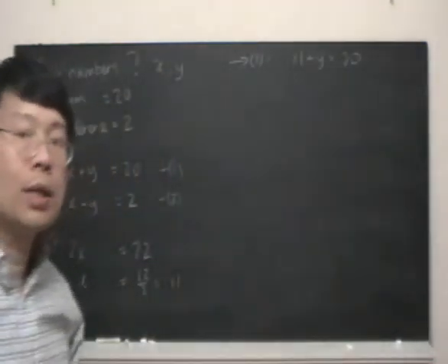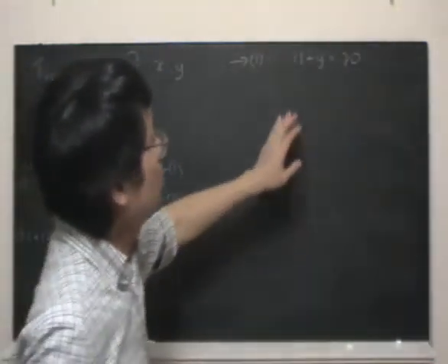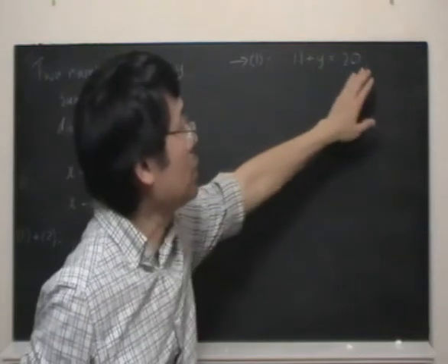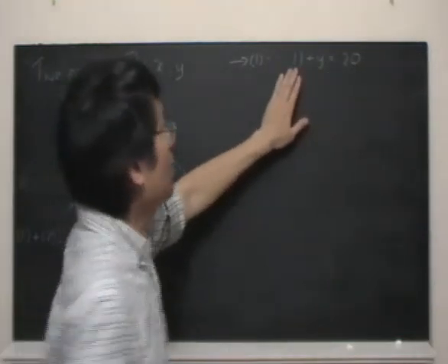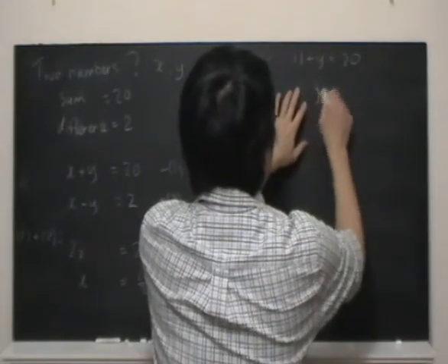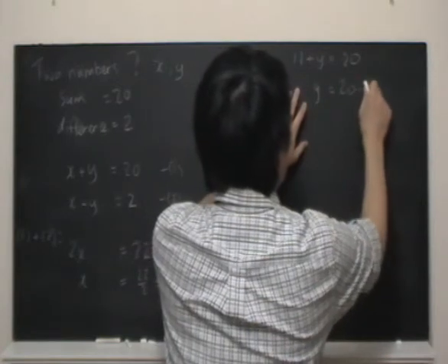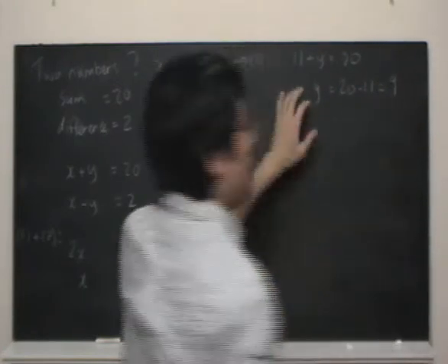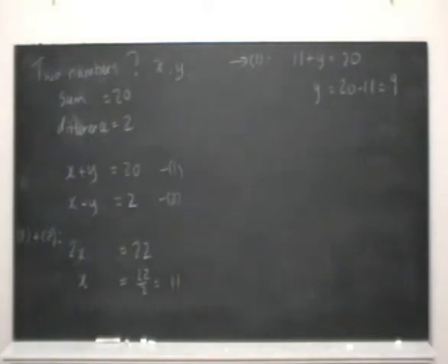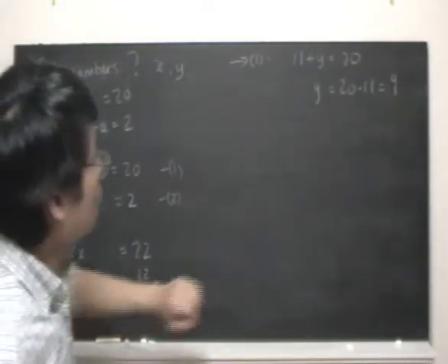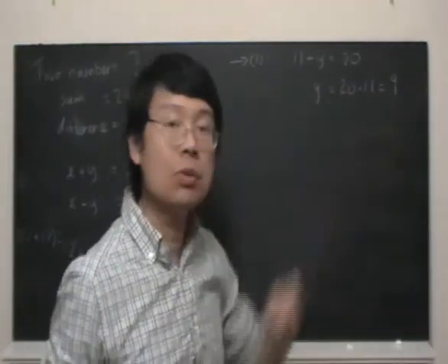Therefore, we can now find y. Subtract 11 from both sides to get rid of the 11 on the left side, and we have y equals 20 minus 11, which is 9. So we now have our answers that x equals 11 and y equals 9.